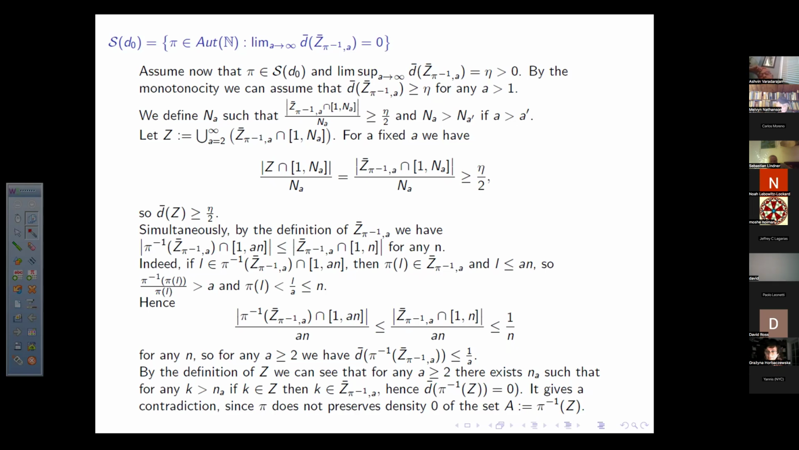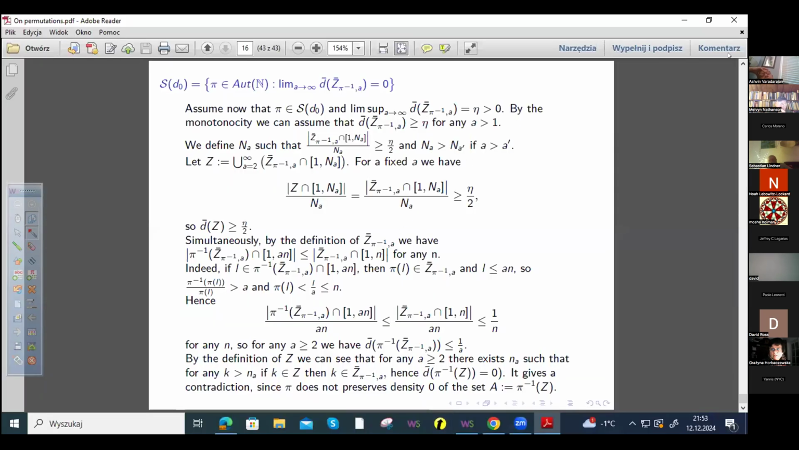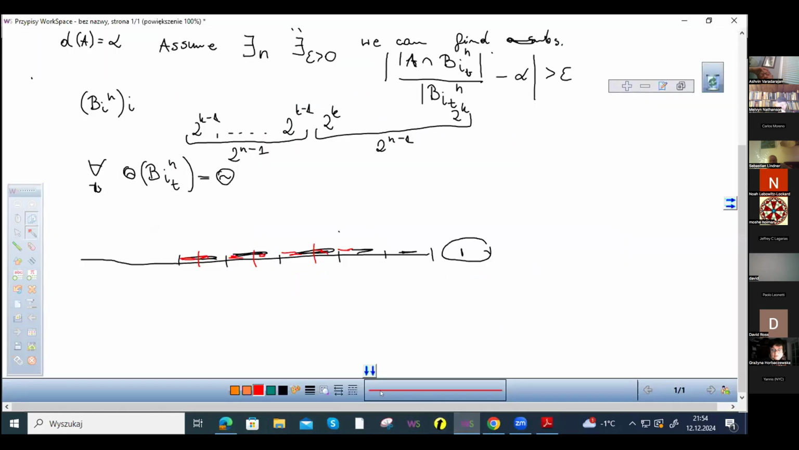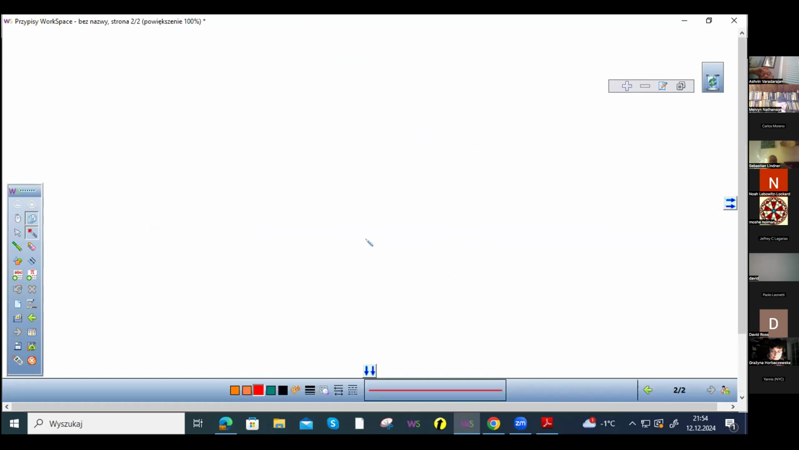And to finish, I'd like to show you also some ideas connected with another type of density, which can go with ours. Okay, let's change this into that. I'll take a new piece of paper.